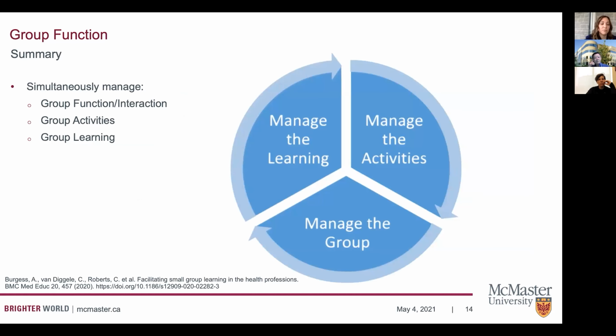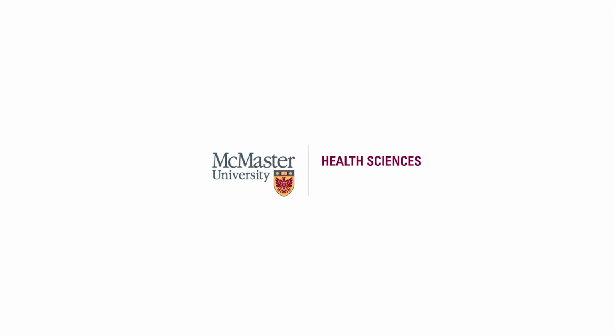So in summary, this was just to give a framework that for group functioning, as a facilitator, we're really managing 3 different broad categories. We're managing the group in terms of their interaction and functions. We're managing the group activities in terms of what are they doing and how are they doing it. And then the group learning. So where are they in the stage of learning? Do they need to increase their level of understanding or level of learning?